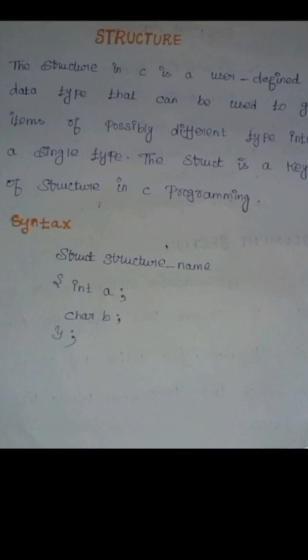Structure in C is a user-defined data type that can be used to group items of possibly different types into a single type. Structure syntax is given below. Struct is a keyword, followed by the structure name. Int is an integer data type, a is a variable. Char is a character data type and b is a variable. The structure statement is ended by declaring the semicolon.